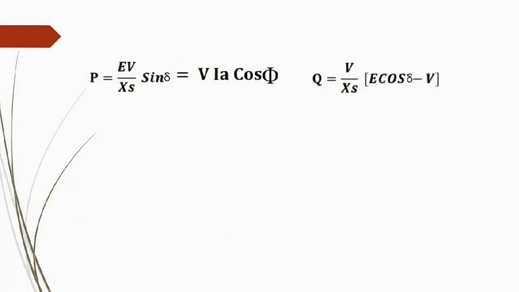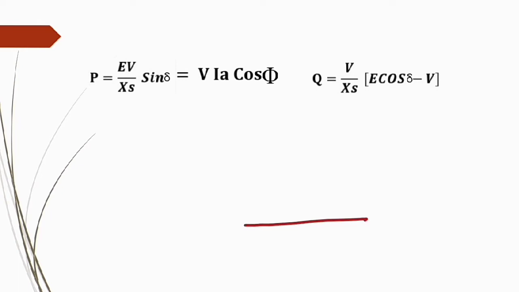So how do we control the excitation? We will see in my next slide. We talk about the active power should be constant. So how is it possible, and how do we make active power constant in the AVR, automatic voltage control? Here you see P equals E V upon XS sin del, and the second equation of P, the active power, is V into IA cos phi. We know the reactive power Q equals V upon XS times (E cos del minus V).